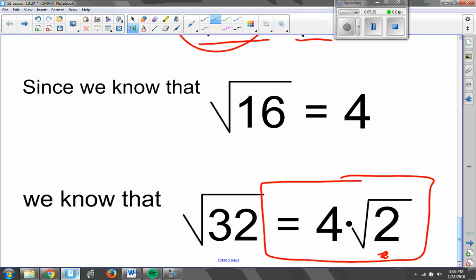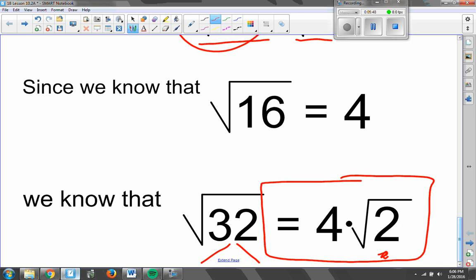If you have questions about that process I just went through, please make a note to ask me in class tomorrow or rewatch what I just explained if you missed something. But I went from the square root of 32 to 4 times the square root of 2 by splitting 32 into 16 and 2, taking the square root of 16, which I know is 4.